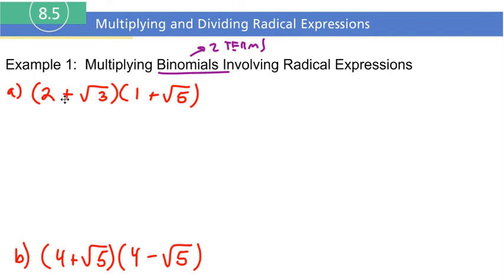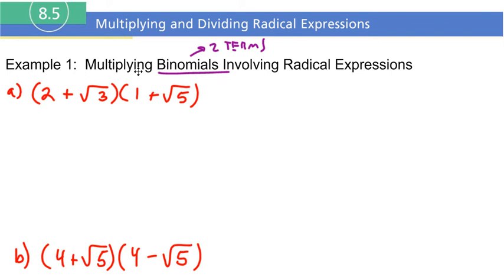So see right here, 2 plus radical 3 is 2 terms. So that's why this is called a binomial. And then 1 plus radical 5 is another binomial. Actually, I think that's a 5 right there. Yeah, that's a 5. I'm just looking at my little note here. There we go. That looks like a 5 now.